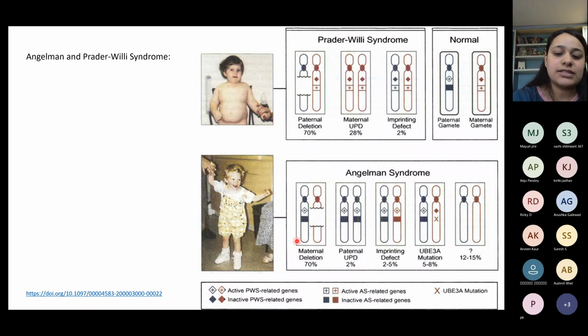Similarly, for Angelman syndrome, 70% chances are there if there's a maternal chromosome deletion. There is a 2% chance of paternal uniparental disomy. If an imprinting defect is present, there is a 2 to 5% chance for Angelman syndrome to occur. Then for this particular gene mutation, 5 to 8% chance is there for, yeah, Ricky.